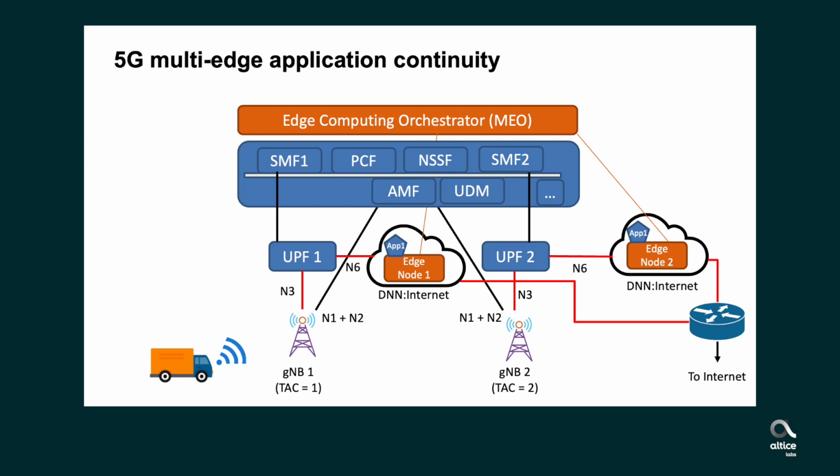In this figure, we can see the scenario for 5G multi-edge application continuity. Edge 1, associated to tracking area code TAC1, is connected to GNB1, UPF1 and runs application app1 locally. Edge 2, associated to TAC2, is connected to GNB2, UPF2 and also runs application app1. A vehicle, using services from application app1, moves from TAC1 to TAC2, hence across different instances of the same app. This must be transparent to the vehicle.